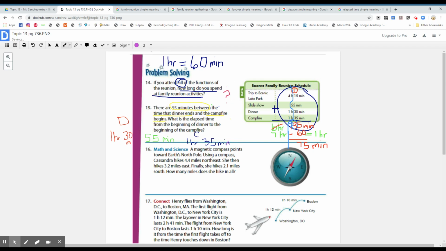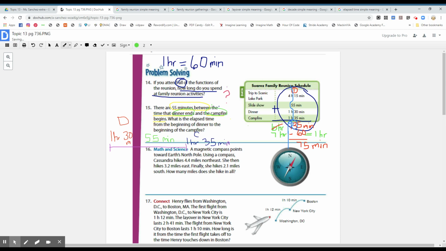Okay. What is the elapsed time from the beginning of dinner to the beginning of the campfire, boys and girls? If you look at it like a strip diagram, there's trash, boys and girls. Even though they mentioned dinner and the campfire, D for dinner, C for the campfire, we're talking about dinner and when the campfire begins.